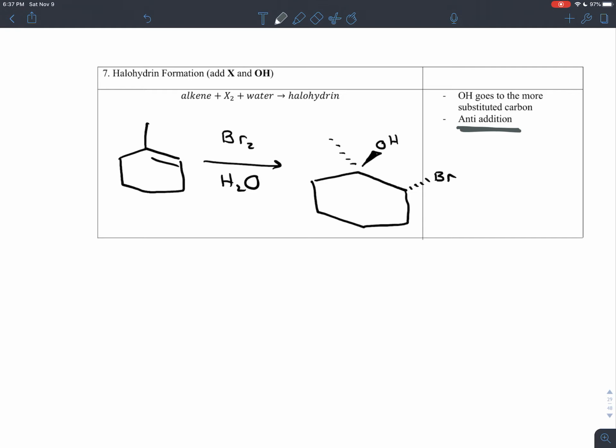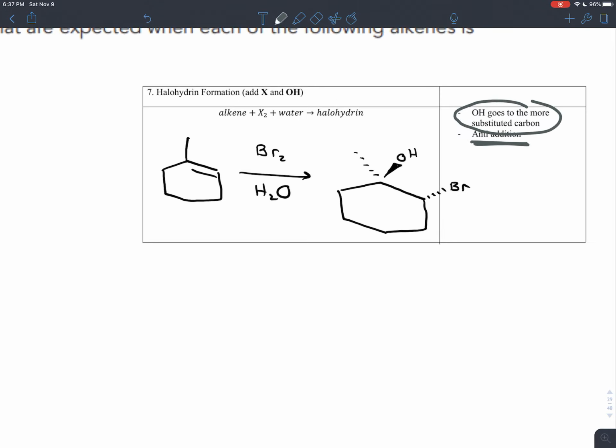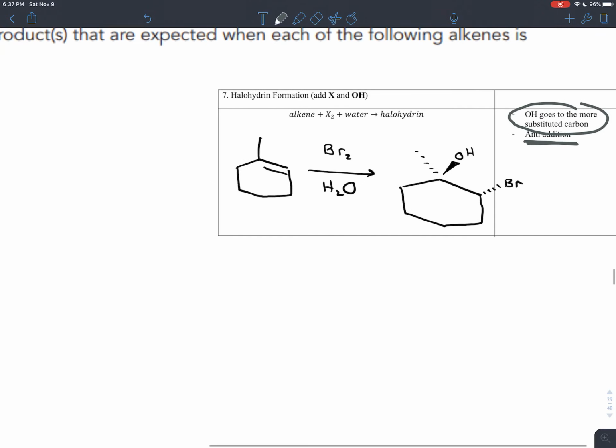That's the first thing. And second, the OH is going to attach to the more substituted carbon. And that's because the water is attacking as a nucleophile. It's attacking the bromonium ion, and it's going to attack the more substituted carbon because that's the carbon that can handle having the slight positive charge, as we drew and talked about in that previous video.